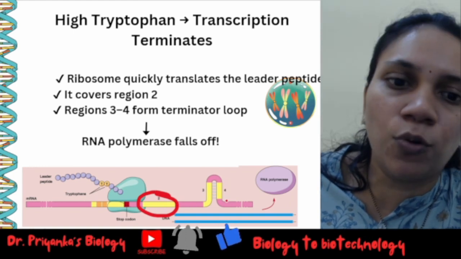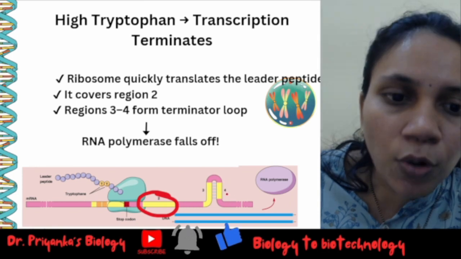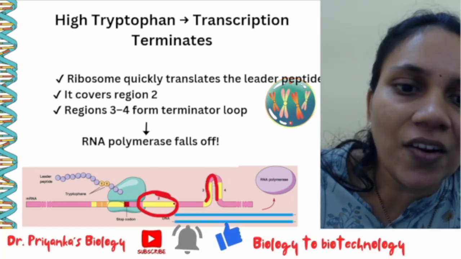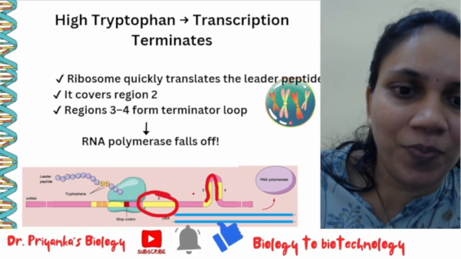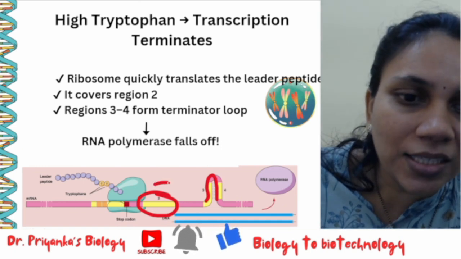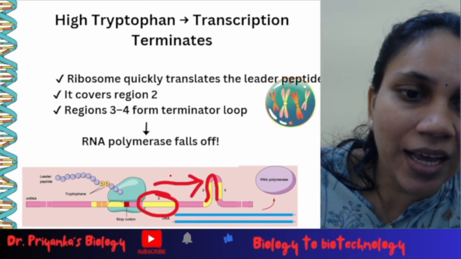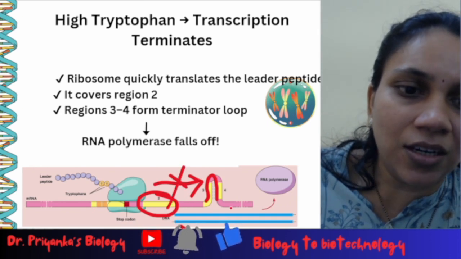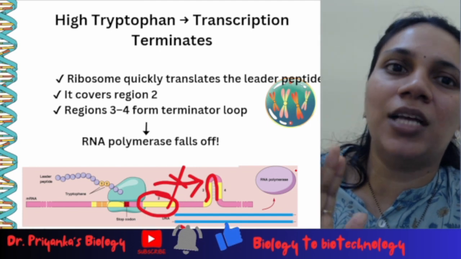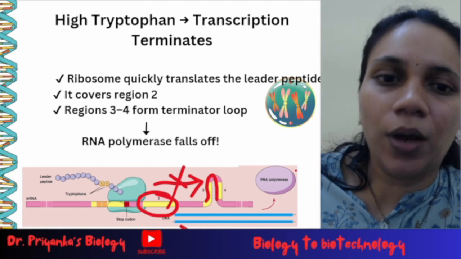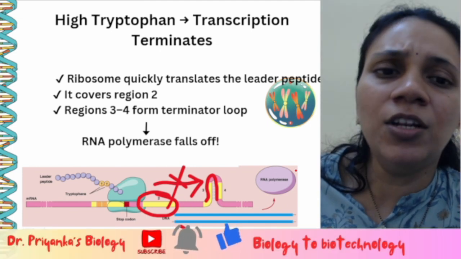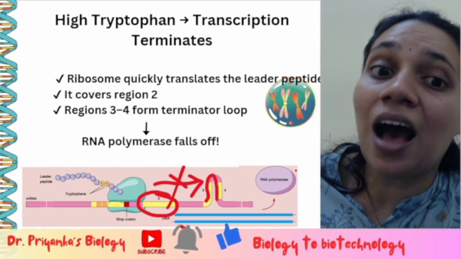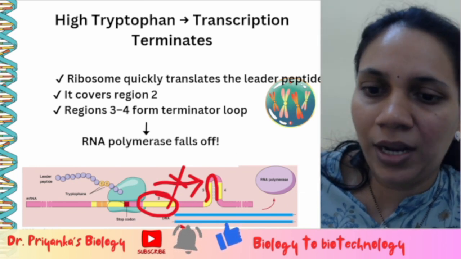Obviously, these regions 3 and 4 will be free. So they are going to form a loop, and because it is a terminator loop, the RNA polymerase cannot move ahead and it is going to fall off. As a result, no transcription is going to happen. So there will be no functional tryptophan operon when there is high tryptophan, right?